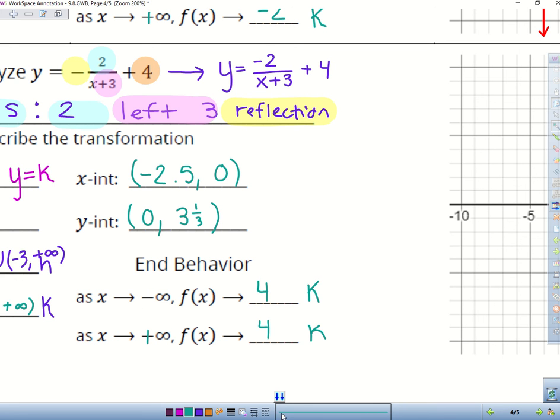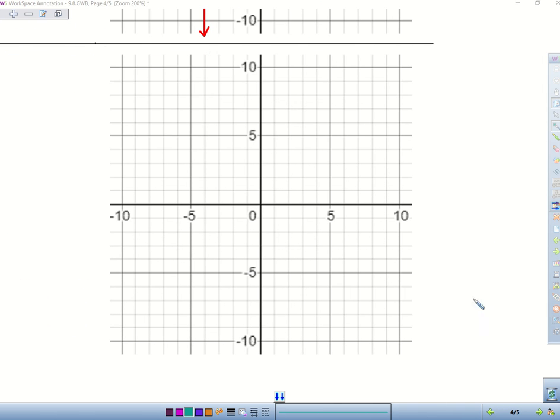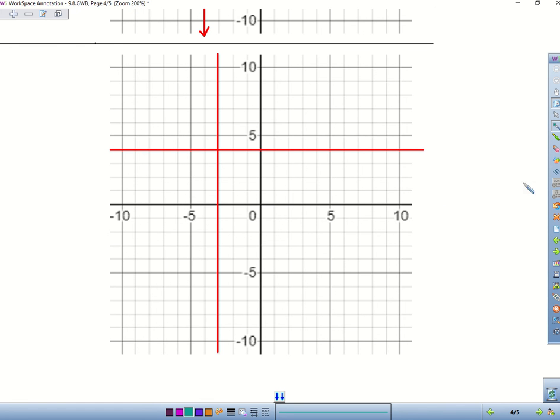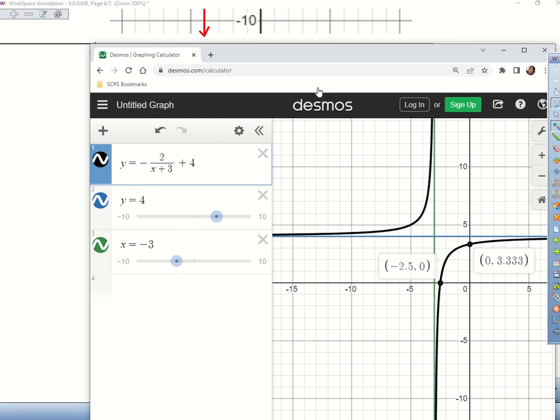Okay. So now I'm going to go ahead and graph this. I'm going to first graph my 2 asymptotes. So I have one here, and I also have one right here. Now that I have those, I'm going to pull this back over so you can all see the table function.